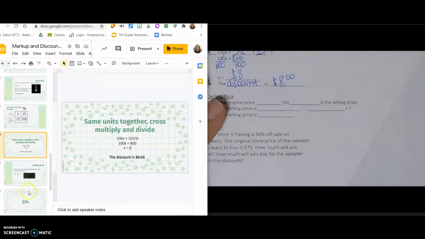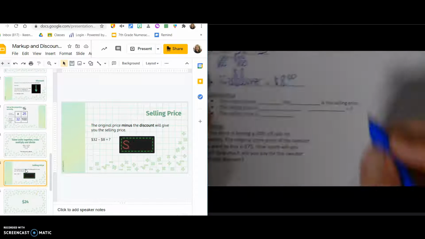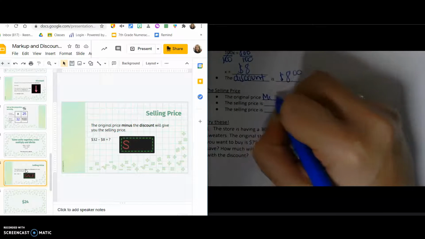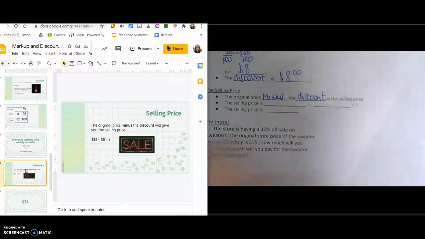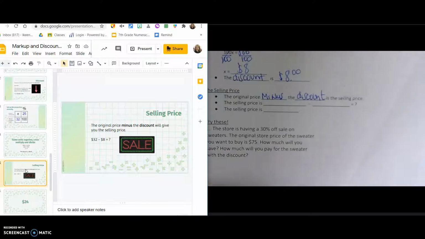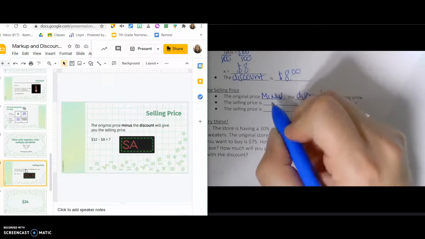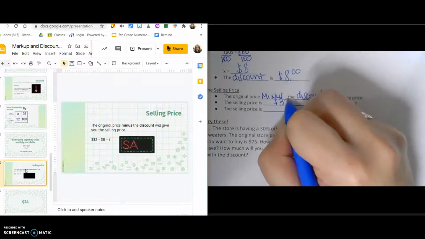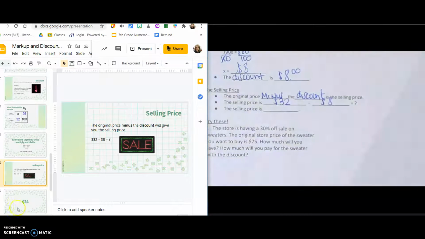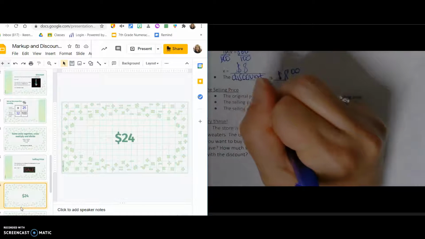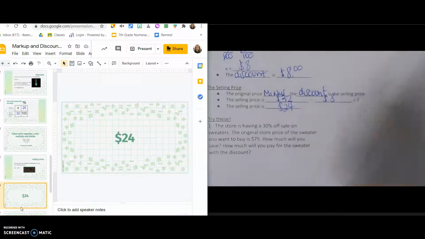But let's talk about how we determine what the sale price would be. So the original price minus the discount is going to give you the selling price. Okay? So in this case, the price of the shirt was $32 minus the $8 discount, and 32 minus 8 is going to give us $24. So the price that you would pay at that store on sale day is $24.